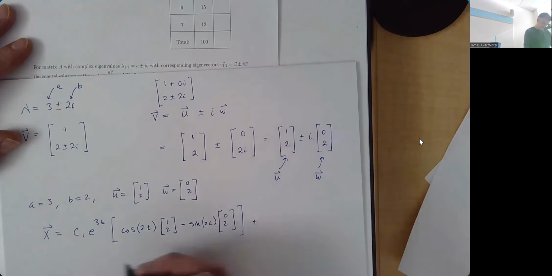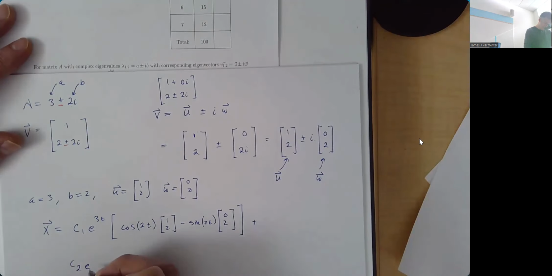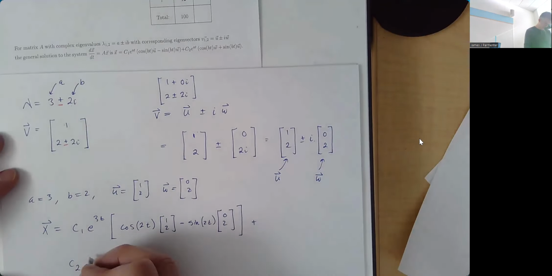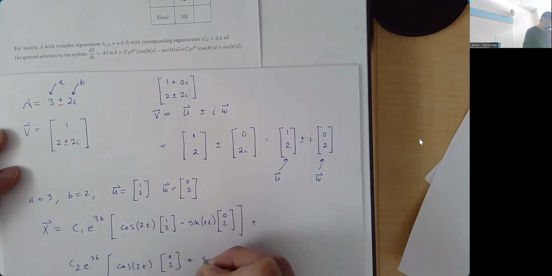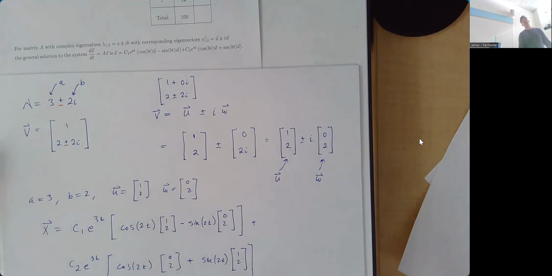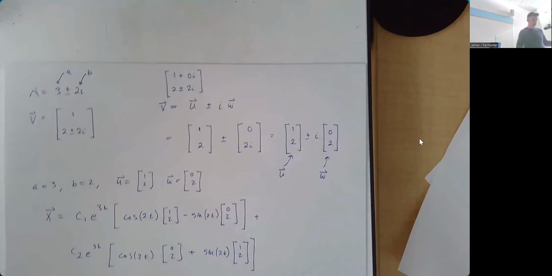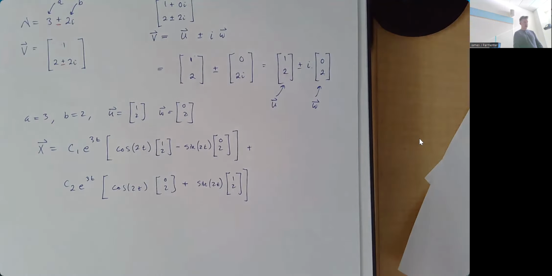Plus, I don't have enough room, so let's move down here. C2 e to the 3t times cosine of 2t times W, which is 0, 2, plus sine of 2t times V, which is 1, 2. Gross. Okay. You could compactify this if you felt like it, but I probably wouldn't. I would probably leave it as is, to be perfectly frank.